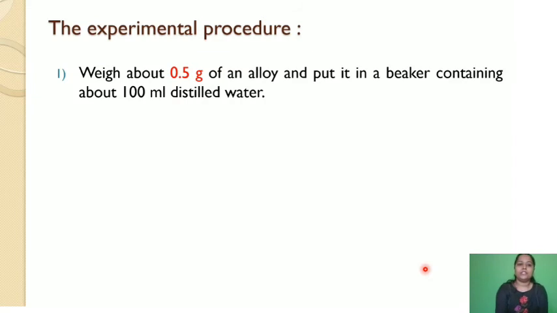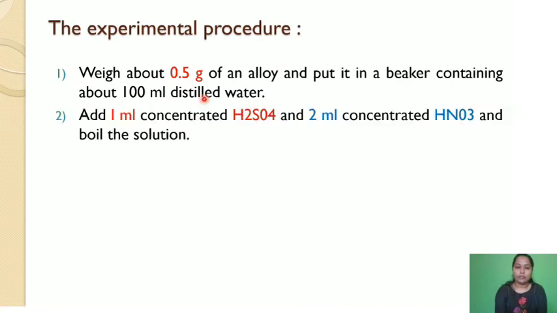First step: weigh about 0.5 gram of alloy and put it in a beaker containing 100 ml of distilled water. Then add 1 ml concentrated H2SO4 and 2 ml concentrated HNO3 and boil the solution. Concentrated acids are used to dissolve the alloy.